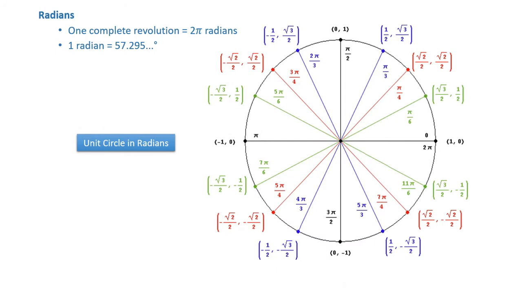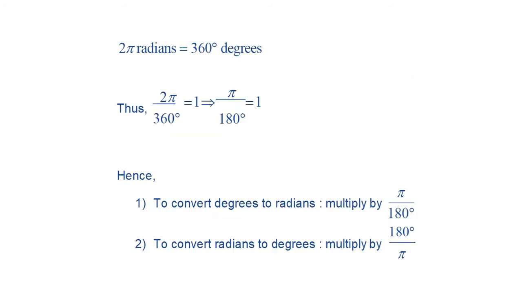As for radians, one complete revolution is equivalent to 2 pi radians, and half a revolution is equivalent to pi. So 1 radian is equal to 57.295 degrees. Therefore, 2 pi radians is equivalent to 360 degrees. Thus, 2 pi over 360 degrees is equal to 1, and pi over 180 degrees is equal to 1.